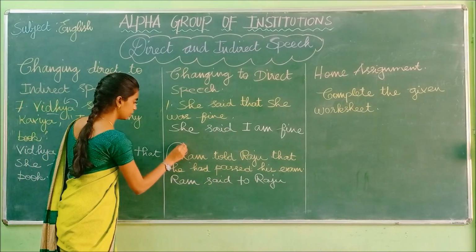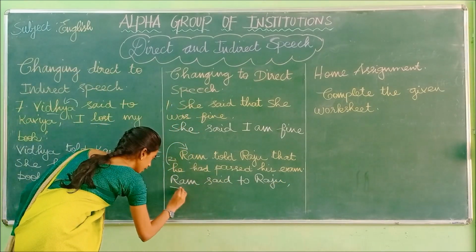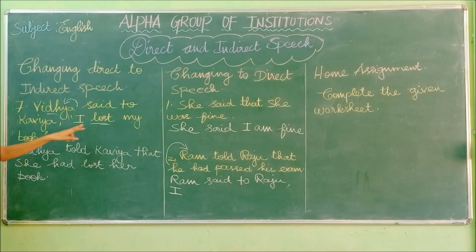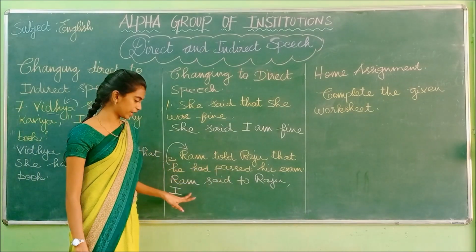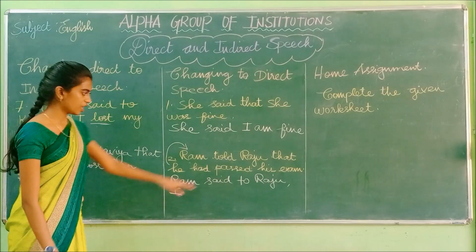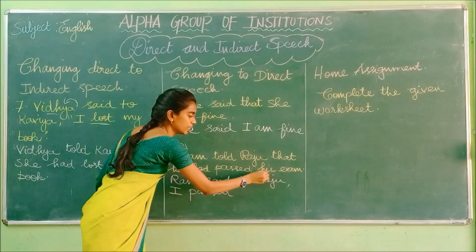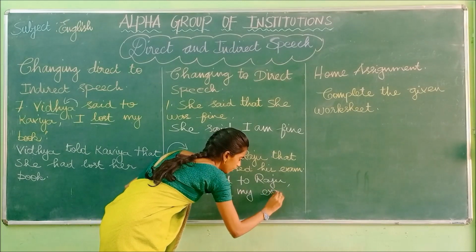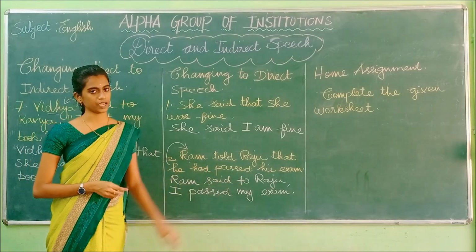"He" refers to this person, Ram. So this "he" is changed into "I". In direct speech, if there is had plus V3, we have to change it into V2. So we write only the V2, that means the past form, "passed". "I passed." And this "his" will be changed into "my", "my exam". That's all. Ram said to Raju, "I passed my exam."